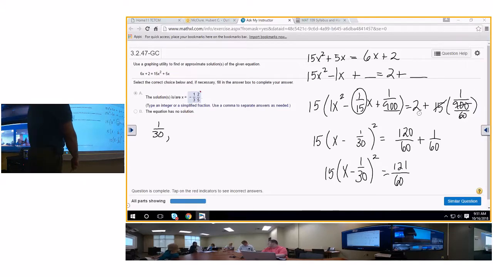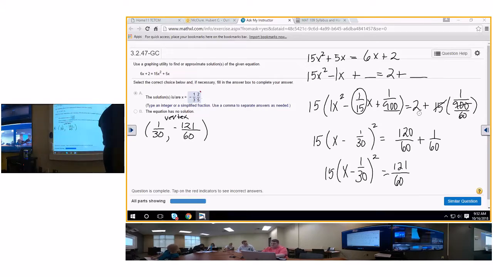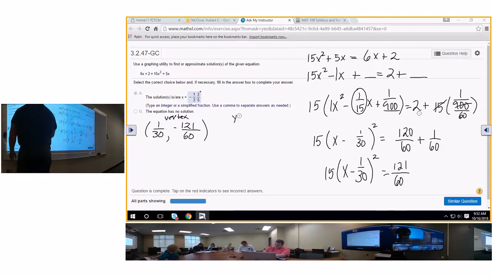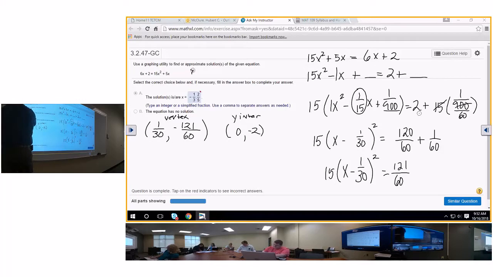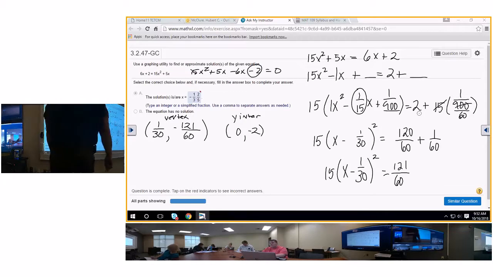comma, negative 121 over 60. So write that down as the vertex. You also got a y-intercept of negative 2, so write that down. Y-intercept of 0, negative 2, and that's just at the beginning of the problem. When you rewrite it as 15x squared plus 5x minus 6x minus 2 is equal to 0, that negative 2 is your y-intercept.